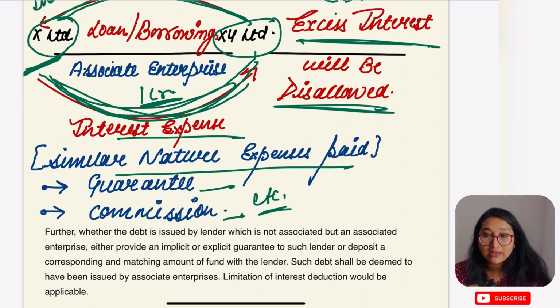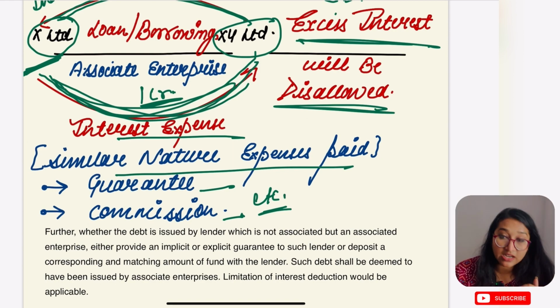So this was the one condition, where an associate enterprise has given a loan or borrowing to one of its associate enterprises, and the borrower is paying the interest. If that interest amount is more than 1 crore rupees, then the excess over EBITDA or interest paid or payable, whichever is lower among them, would be disallowed.